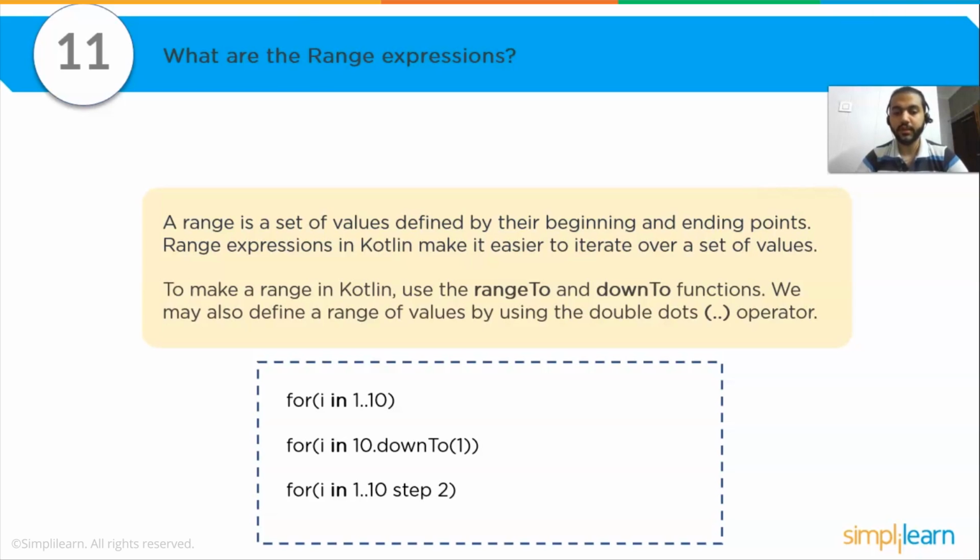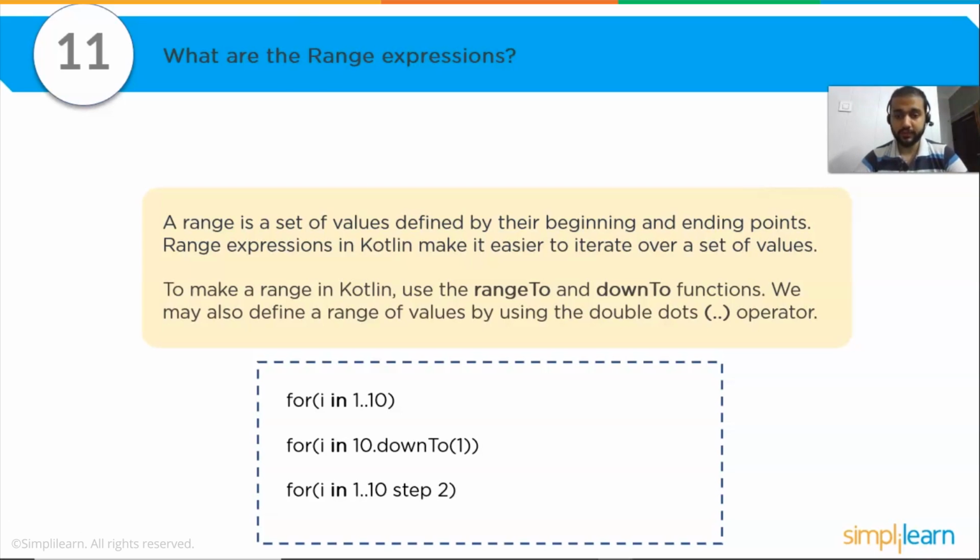The third one is for i in 1..10 step 2. This will print elements with a gap. Step 2 means there's a gap. So it will print elements like 1, 3, 5, 7, 9 because we have used step 2. If we use step 3, then it will give a gap of 2, like 1, 4, and so on.